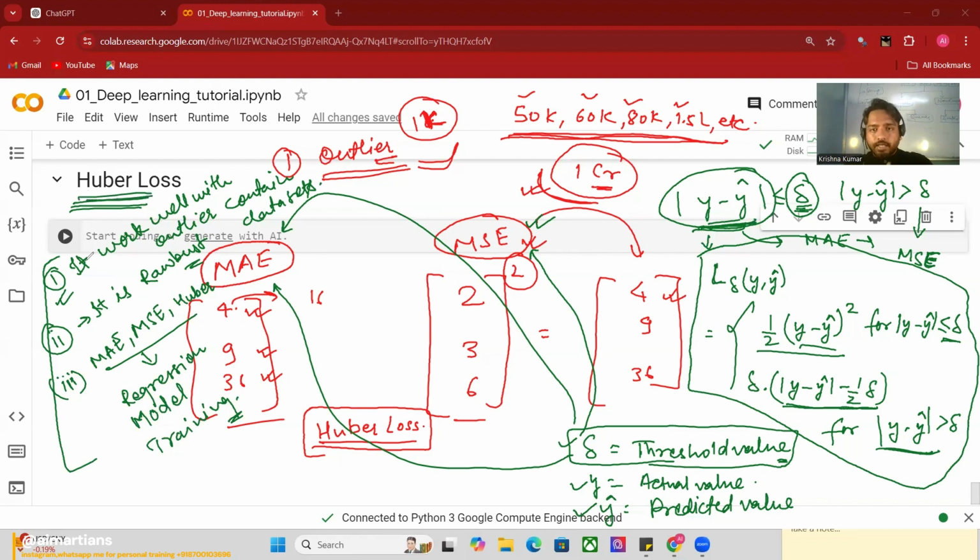Now in the upcoming video, I will let you know how you can implement this Huber loss in your function while model training, how you can use this Huber loss in your model training as a loss function. I will explain that.